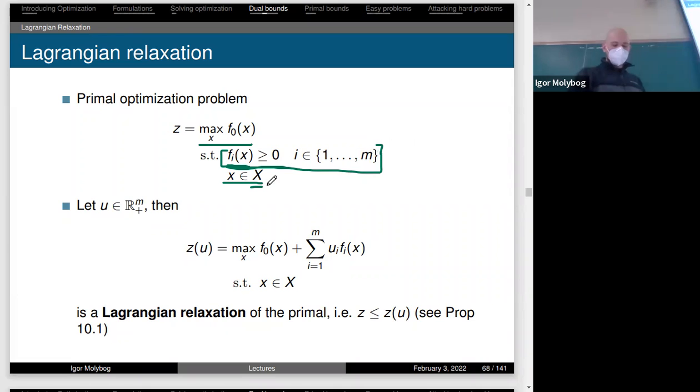To account for them somehow, we can add them to our objective function. Let's say that we have put together a number of coefficients, like weights, called u, and we are adding to our objective function a term that consists of the multiplication of u and this function fi. So u here are actually parameters. We are not optimizing over them. We are only optimizing over x. So it's fine even if we are talking about linear functions. This function over here is still linear in x. This kind of problem is called the Lagrangian relaxation of the primal.